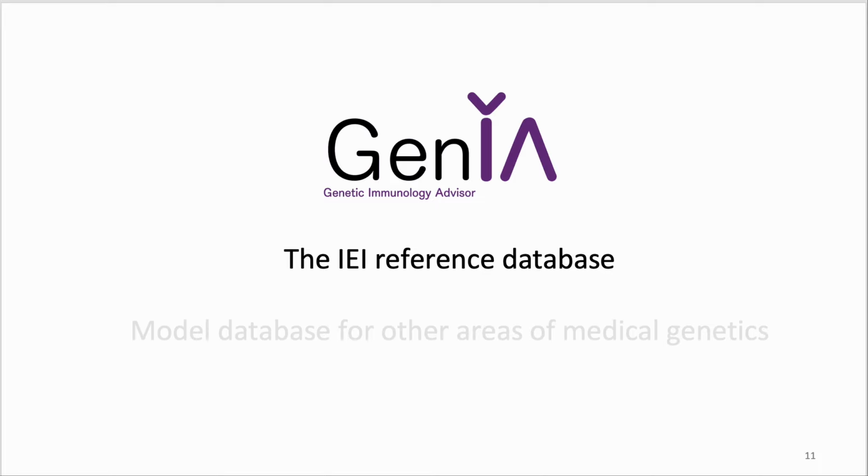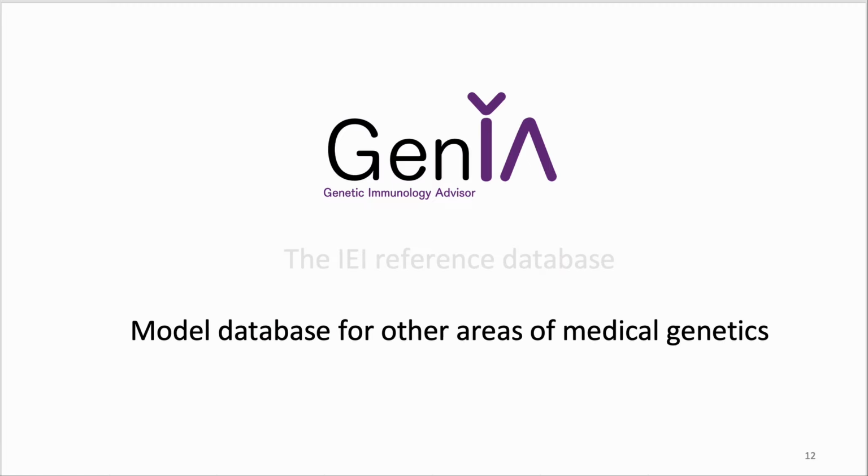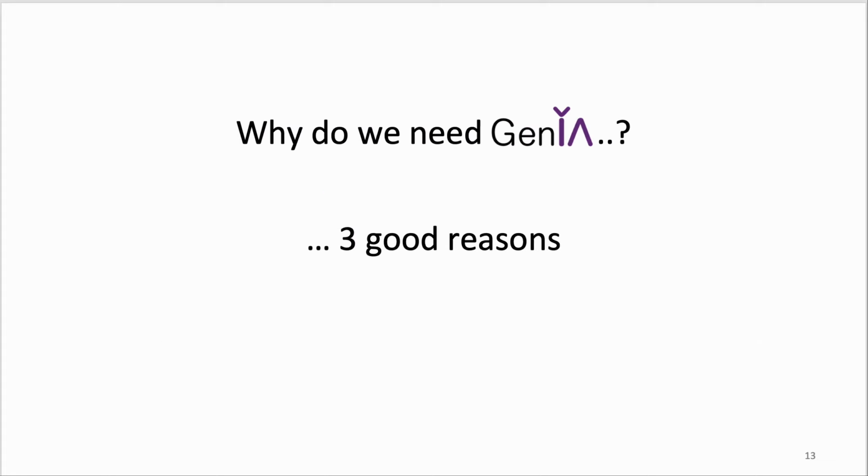GenIA, of course, based on the name, is meant to be particularly a comprehensive reference database for inborn errors of blood and immunity. However, we do believe that this also can serve as a paradigm model database for many other genetic conditions, and indeed any genetic landscape. So why do we need GenIA? Well, we can think of several good reasons, but we'll provide you with 3 here.